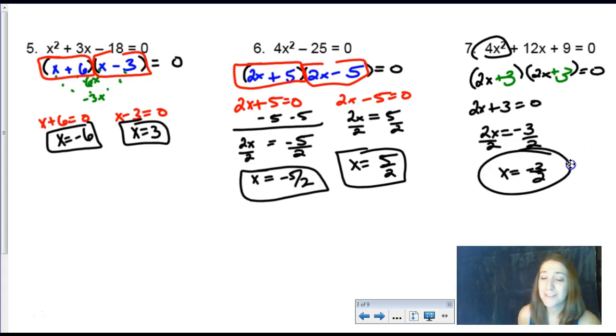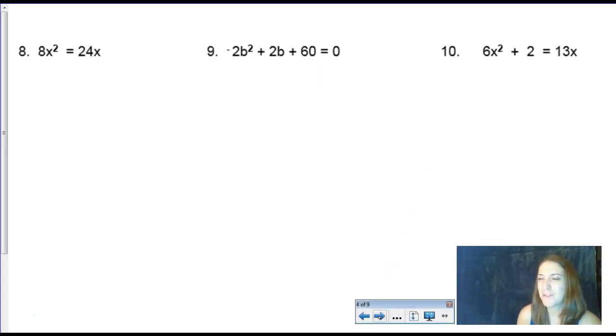All right, so the answer is negative 3 halves. It turns out it shows up twice algebraically. We're going to learn later on that that means that the solution has multiplicity, and we're going to eventually learn what that means for the actual graph of the function. But for now, just know that you get the same answer twice once in a while.